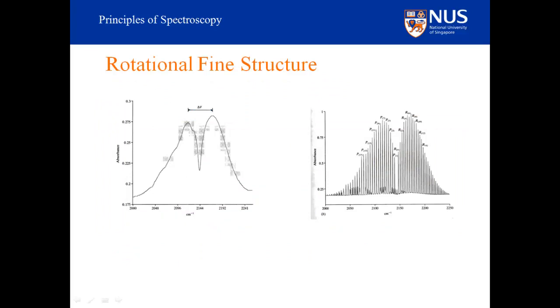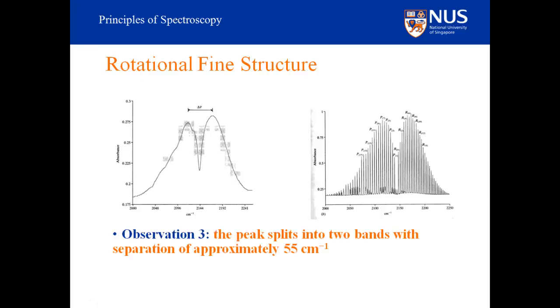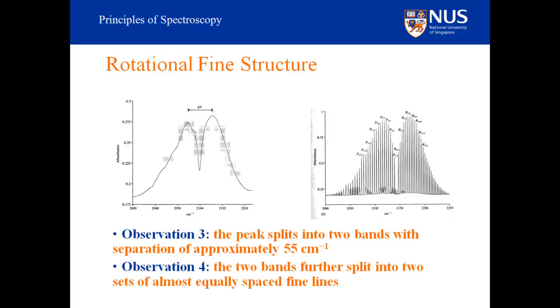In part 1, I showed you these two figures for carbon monoxide in gas phase. The one on the left is for a measurement at low resolution, and we get this kind of feature appearing, where you've got two peaks separated by some gap that I said is roughly 55 wave numbers. At high resolution we got these two bands of lines appearing, and the lines are almost equally spaced. So we need to explain these two bands, and the reason why we've got this additional structure.